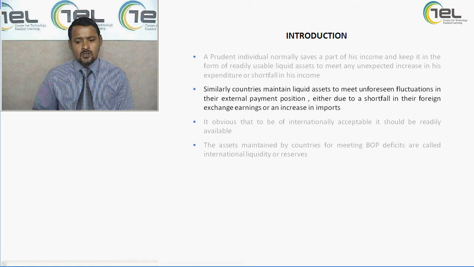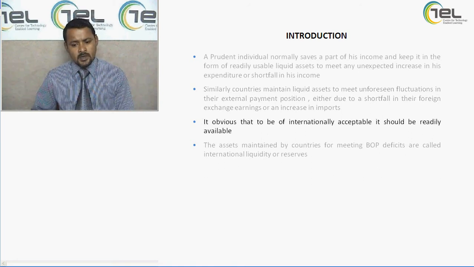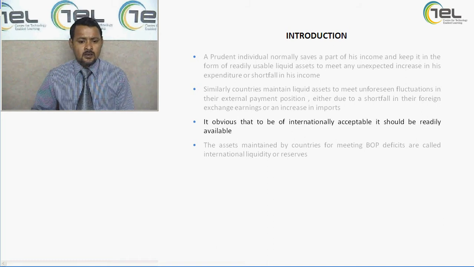So, in case there is a shortfall in the foreign exchange earning of a country, it is going to utilize the reserves which it has maintained over a period of time. Similarly, if there is a sudden increase in the amount of imports because of a change in the volume of trade, then it is also required to pay in terms of foreign exchange. It's obvious that to be internationally acceptable, it should be readily available, easily payable and acceptable in international standards.